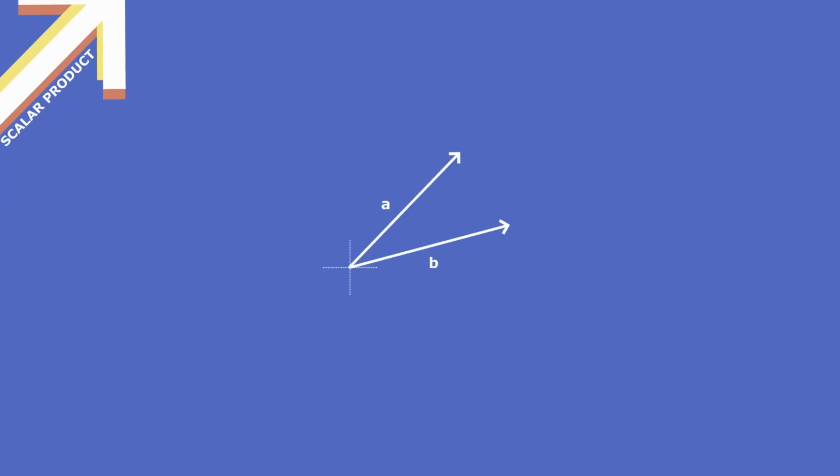The scalar product requires two vectors. In our example, it is vector A and vector B attached to our origin. Both vectors are related by an angle phi, which describes how far they are apart from each other.